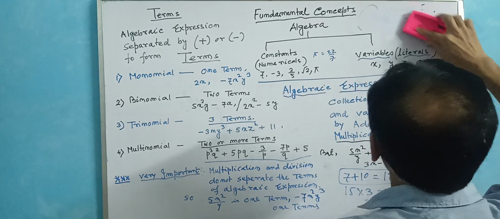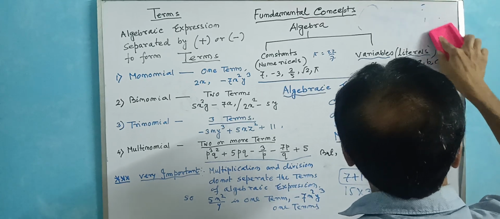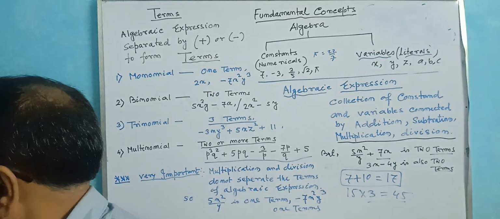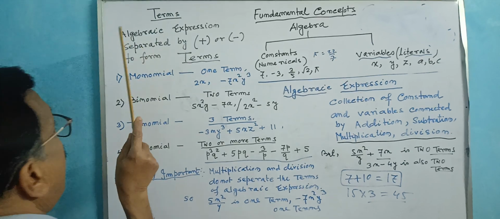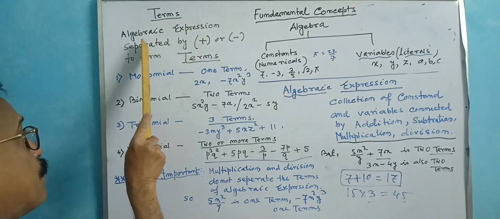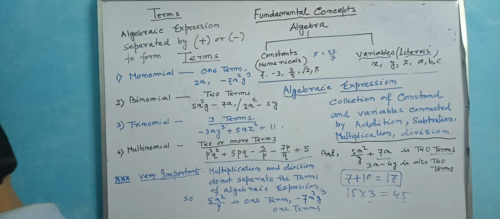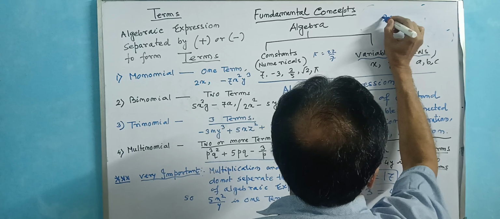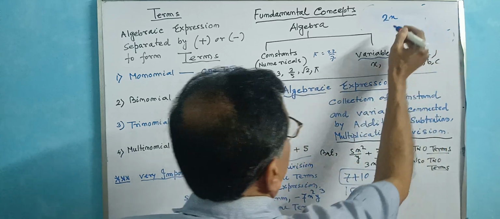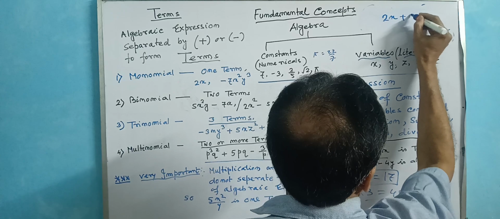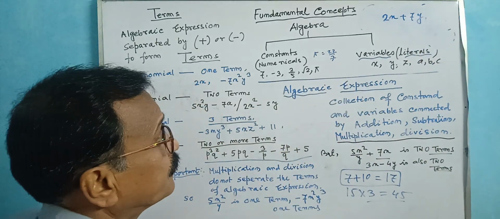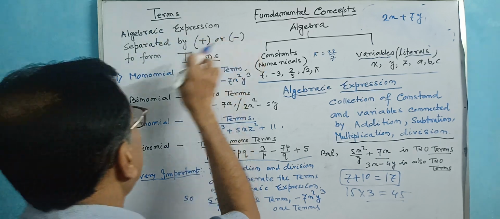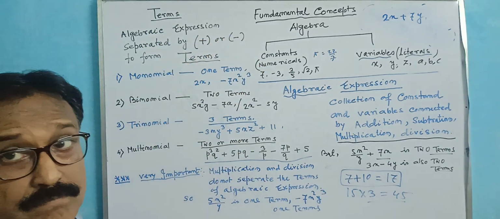So for better understanding, I clearly write it. First one, in which way the algebra is formed. Now the term. Term means, suppose, an algebraic expression separated by plus or minus. Very important thing. First you write the algebraic expression. 2x is an algebraic expression separated by 7, suppose. Algebraic expression separated by plus or minus to form a term.